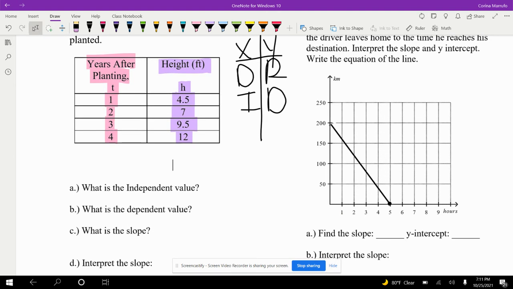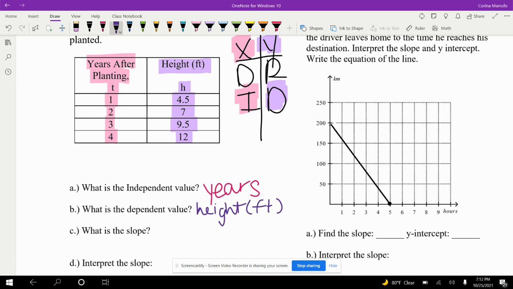So here it says, what is the independent value? So the independent value, just like I told you guys, is going to be our X value. So our independent value is the years after planting. So years. Okay. What is a dependent value? So the dependent value is going to be our Y values. In this case, our Y value is going to be H, which is feet. The height in feet.